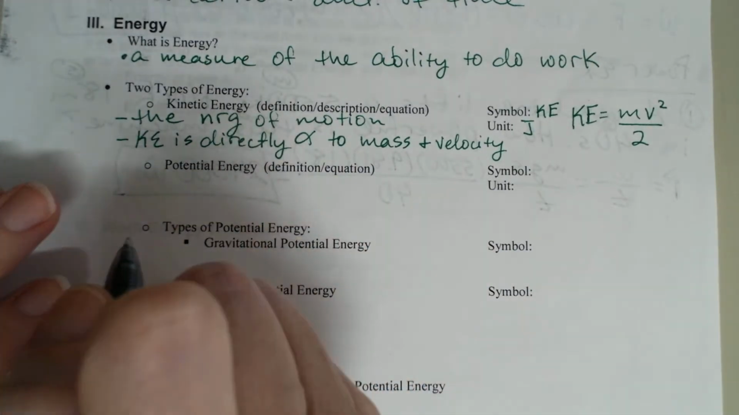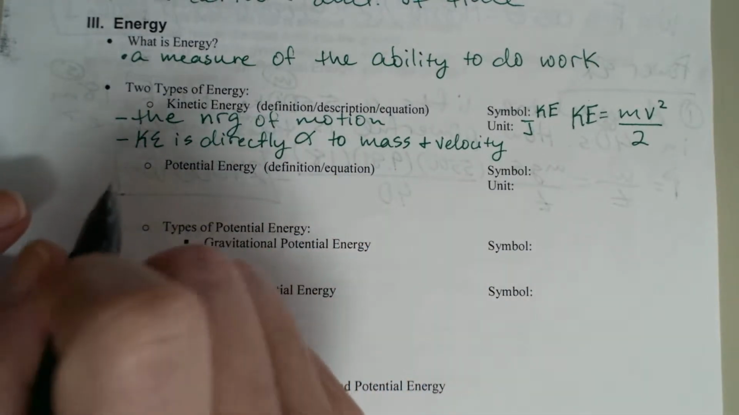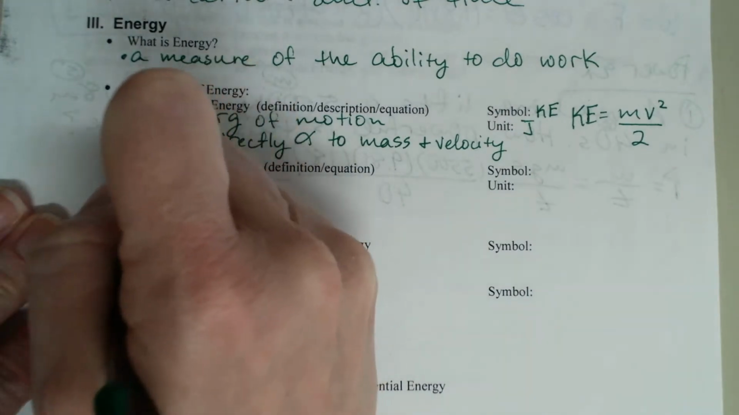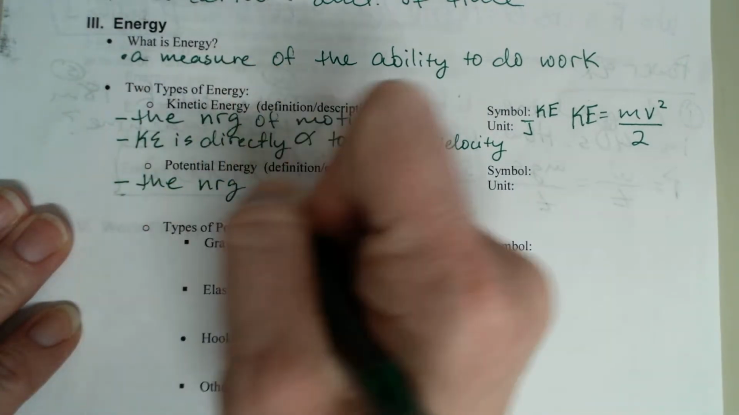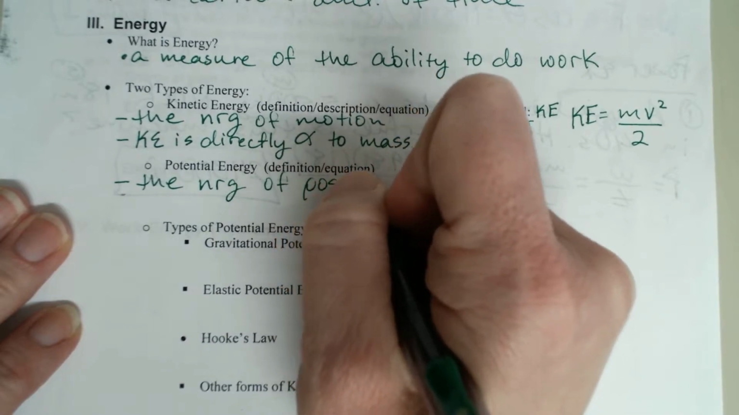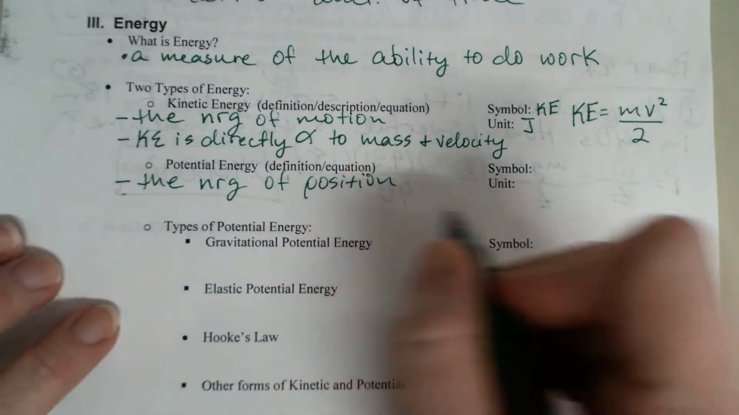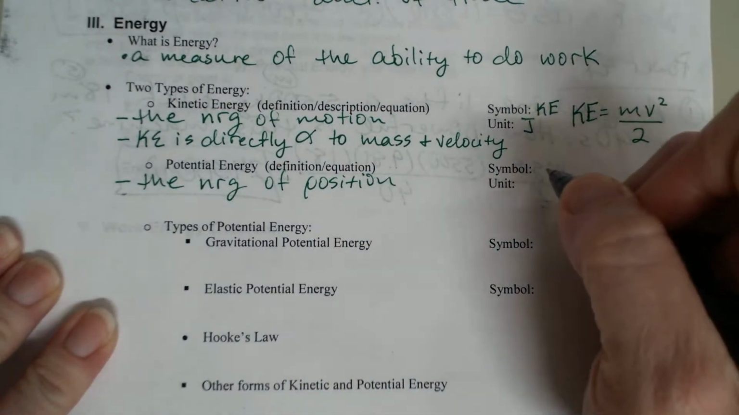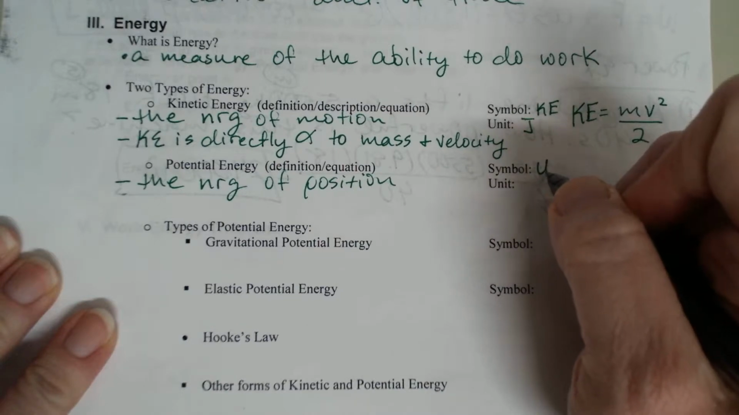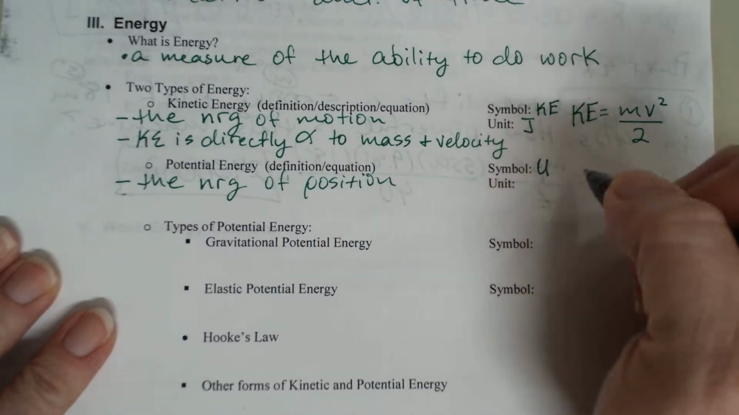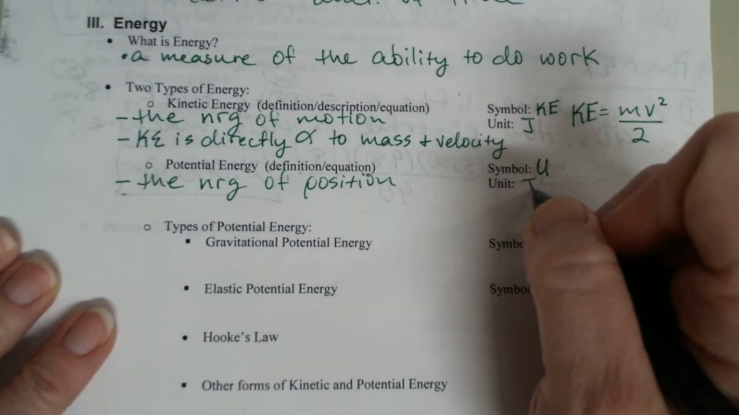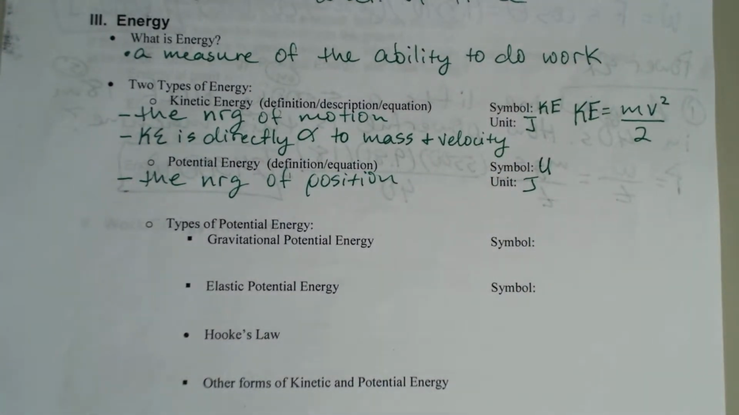Upstaged by the bell. All right, potential energy. So this is the energy of position. And the symbol that we use for this, there's two symbols. We like to use the general symbol U, like a capital U. That doesn't look like a capital U, but it's capital U. And the unit is still a joule. Energy is in joules. Now there's two different types of potential energy, so we have to deal with that. They have different symbols and different formulas.